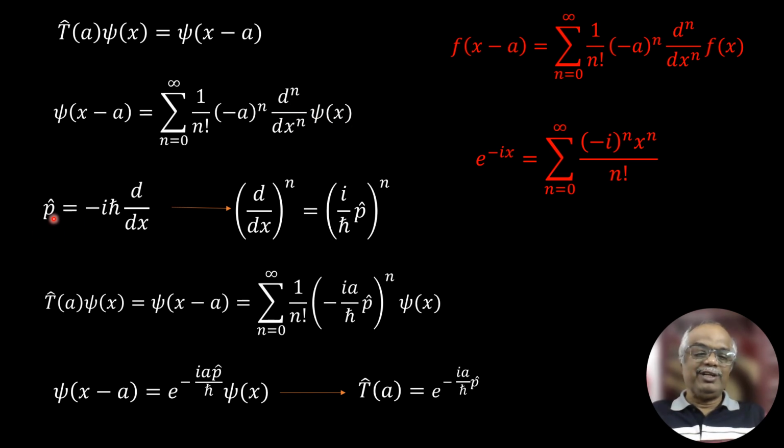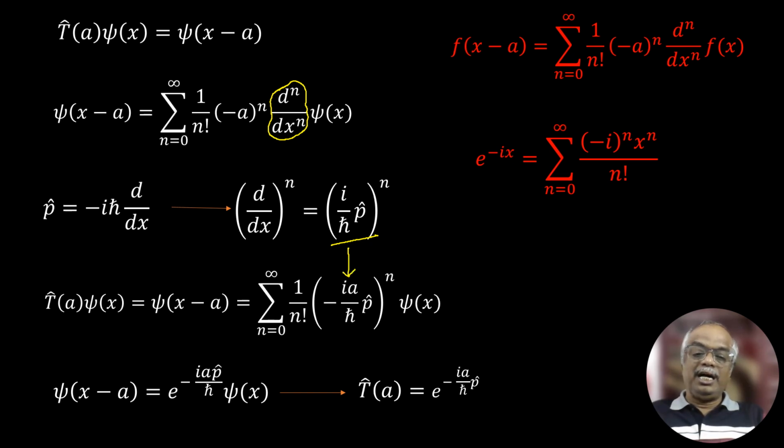Now, we know very well that the momentum operator by definition is equal to minus i h cross d by dx. You bring this i h cross to the other side, then this becomes d by dx equals i over h cross times p. Take the power n on both sides. Now you can see d^n over dx^n can be replaced by this. That is what I have done.